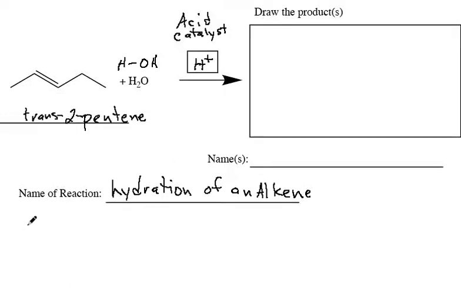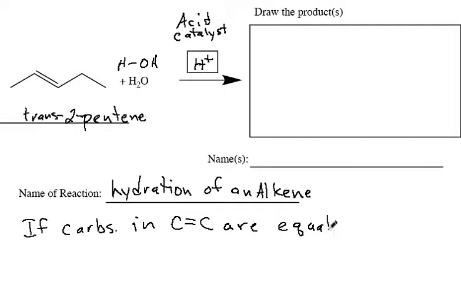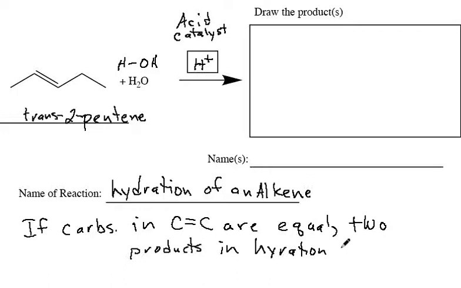So what I will say is that if the carbons in the double bond are equal, there are 2 products in hydration. Okay? And also there would be 2 products in hydrohalogenation as well.